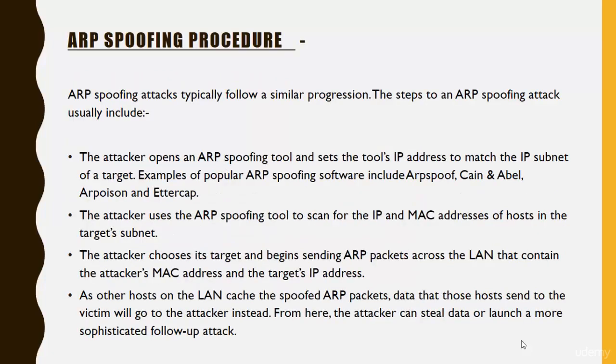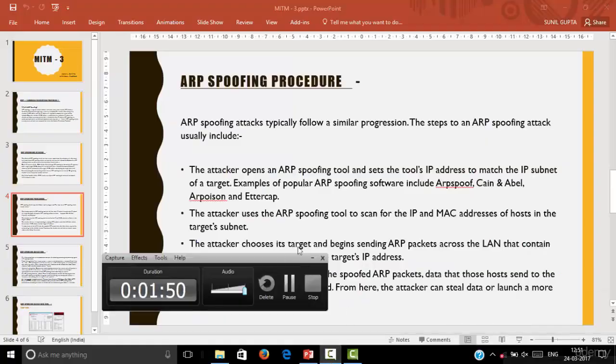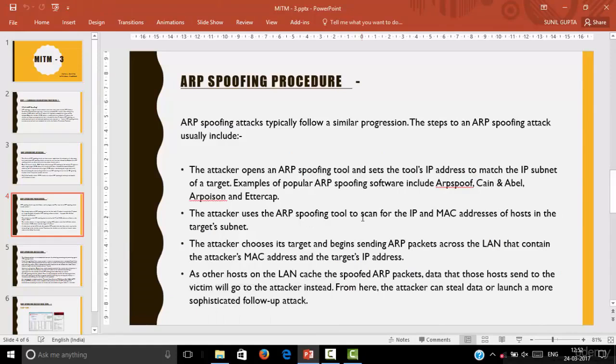What is the procedure of ARP spoofing? First, the attacker opens an ARP spoofing tool and sets the tool's IP address to match the IP subnet of the target. Now the attacker chooses its target and begins sending ARP packets across the LAN that contain the attacker's MAC address and the target's IP address. As other hosts on the LAN cache the spoofed ARP packets, the data that those hosts send goes to the victim.